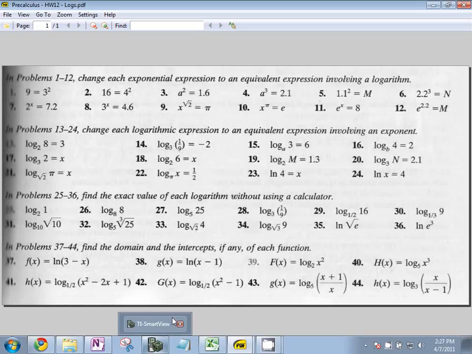25? Oh, no, I got it. Log of 1, no matter what the base, is always what? 1? No. It's undefined. 0. Log of 1 is always 0. Anything to the 0 power is 1, because we're using non-zero bases. In particular, we're using positive bases.